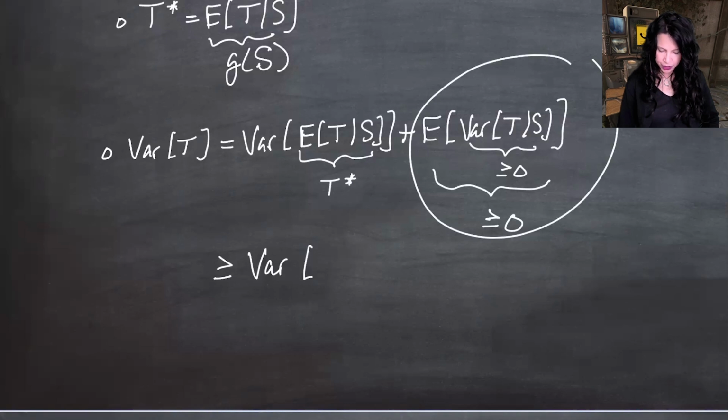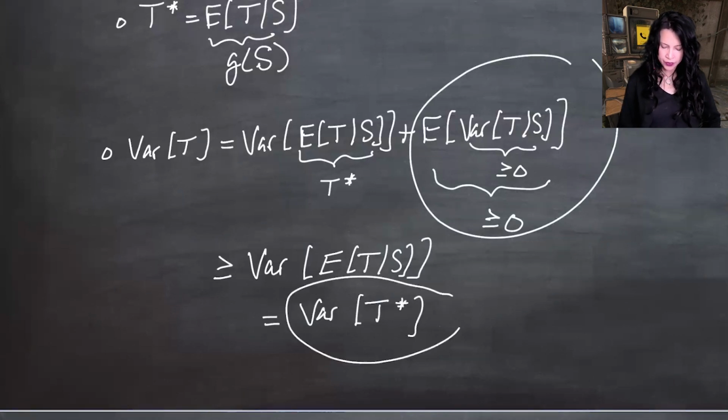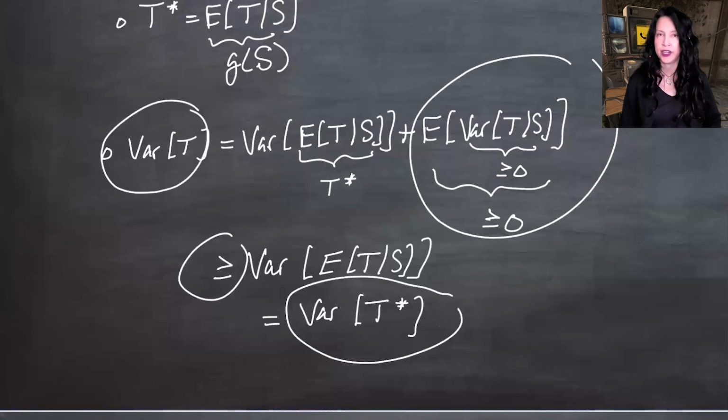You know what? Let me make sure you see that. I'm just going to write that first term. And this is the variance of T star. So that's what we wanted to show. The variance for T star is less than or equal to the variance for T. But now let's talk about when they're actually equal and how that makes T equal to T star.